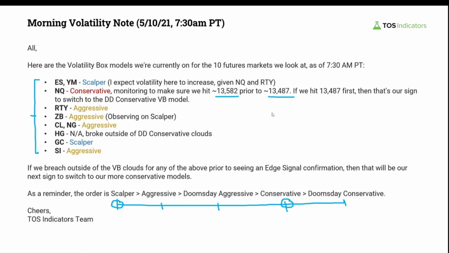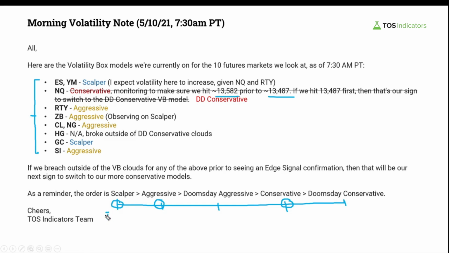But the whole idea here is we had an open test, and this test in itself ended up failing, and we ended up switching to our doomsday conservative models. So that was the updated model in the NASDAQ as the day progressed. In the Russell here, we had the aggressive volatility box as of 7:30, and that's to say one level higher than the S&P and the Dow.